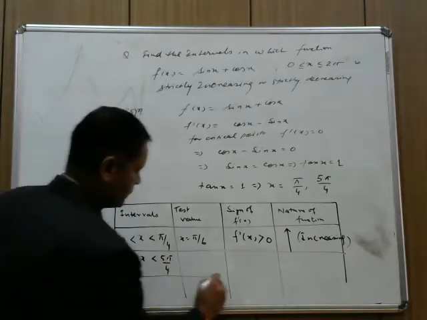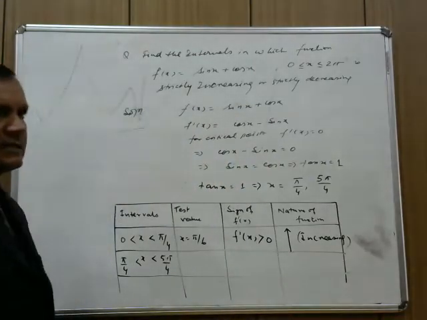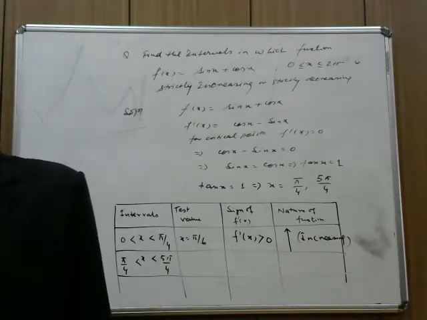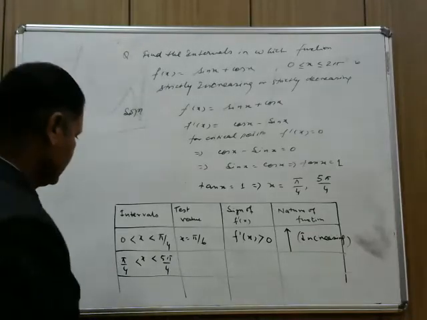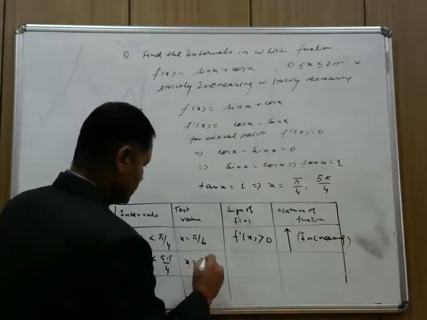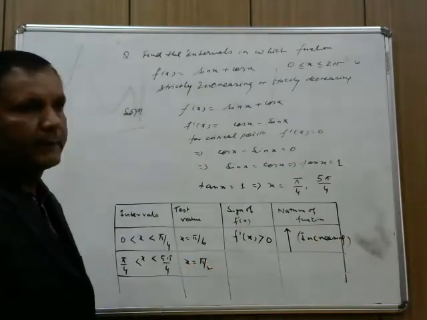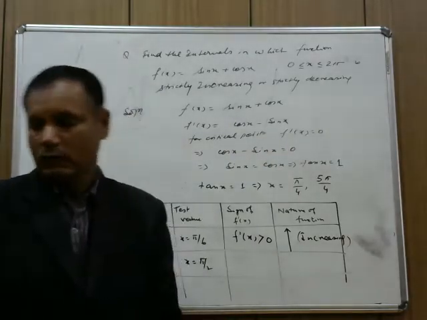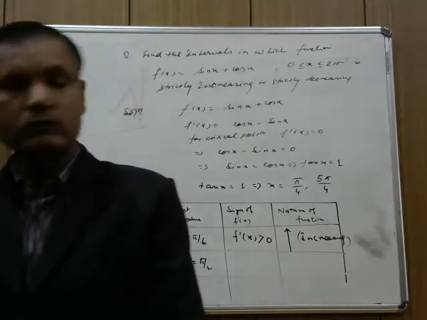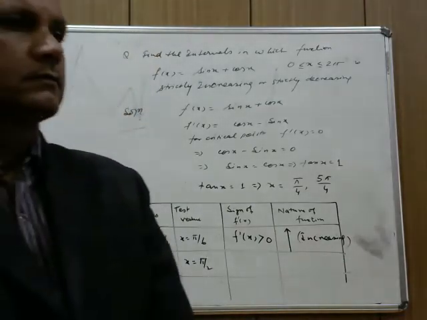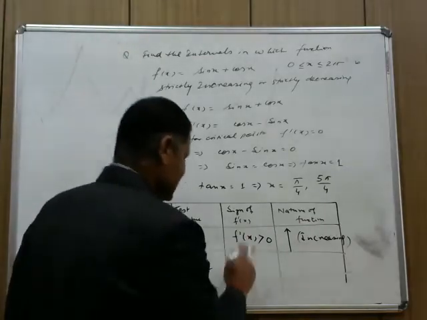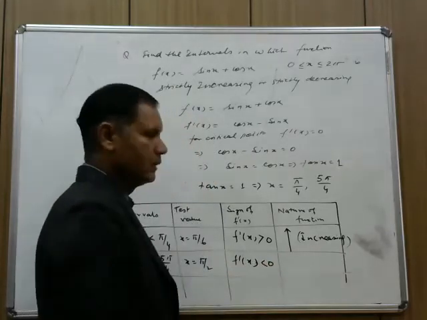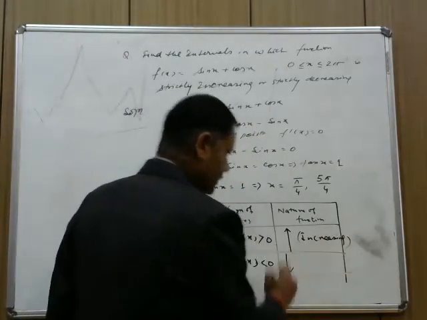The second interval we have when x is less than 5 pi by 4 and greater than pi by 4. Okay. Can I take the value of x is equal to pi by 2? Now tell me, cos pi by 2 minus sin pi by 2, what will we have? 0 minus 1, minus 1. That means the sign of f dash of x will be less than 0, and that's why the function will be decreasing.